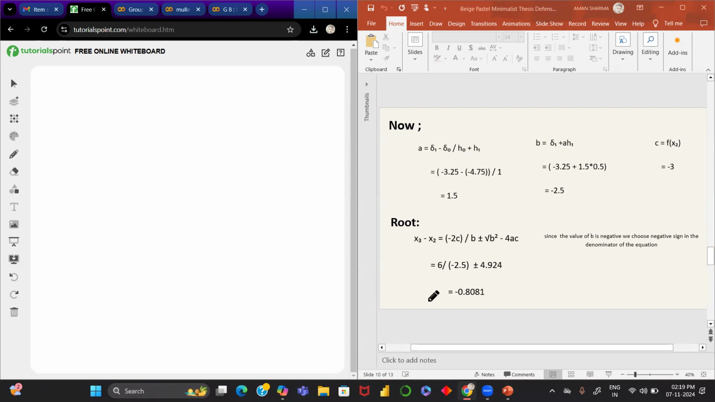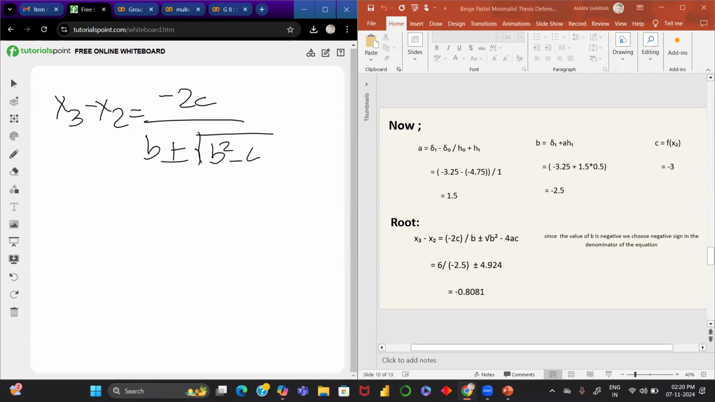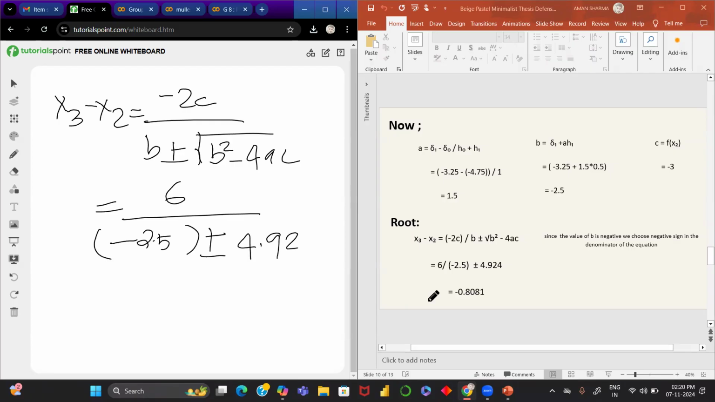Now to find the root, we have the equation x3 minus x2 equal to minus 2c divided by b plus or minus the square root of b square minus 4ac, which is equal to minus 6 divided by minus 2.5 plus or minus 4.924. Doing this equation, we have two roots by taking the plus part and the minus part.